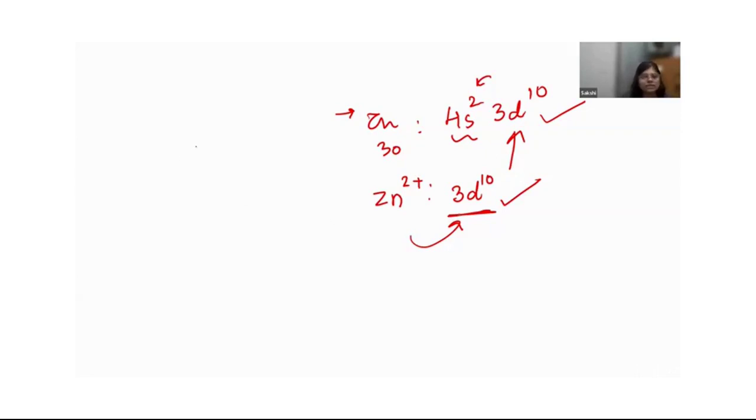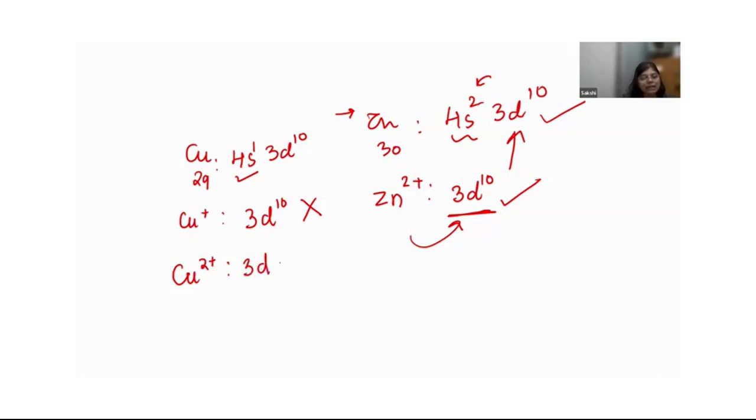Okay, let's take another example, copper. The atomic number is 29. So the configuration is 4s1 3d10. Okay, now let me consider copper in the +1 oxidation state. For +1, I'll remove the 4s1 electron, so it becomes 3d10. Still, it is not a transition element because it has 10 electrons, a fully filled D subshell. For copper 2+, I remove 1 more electron, so it becomes 3d9. Yes, now we can say that in copper 2+, the D subshell is incomplete. Hence, copper is a transition element, right?